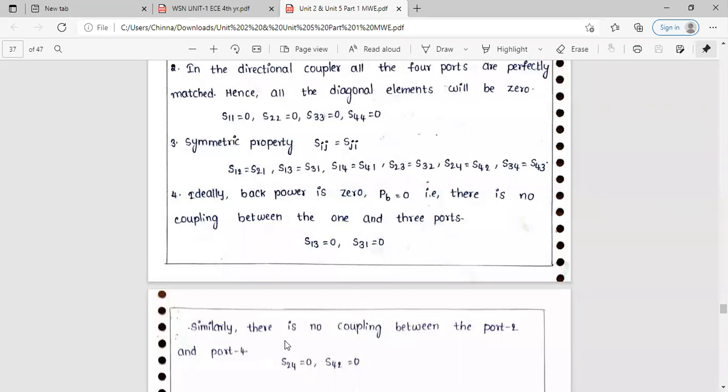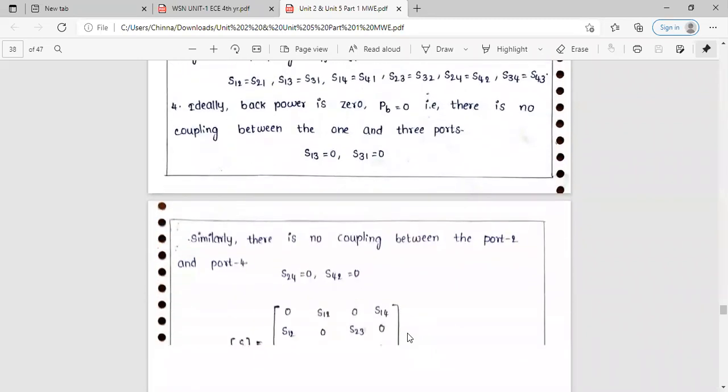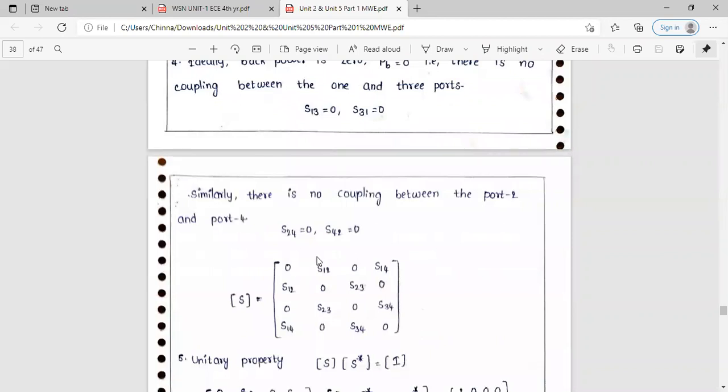Similarly, there is no coupling between 2 and 4. We already discussed this in the properties. 1 and 3 will not couple, and 2 and 4 will not couple, because if we give input at 2, the output does not come at 4, and if we give input at 1, the output does not come at 3. That is the coupling. So we can consider S24 is equal to 0, S42 is equal to 0. Finally we can obtain the S matrix as: 0, S12, 0, S14; S12, 0, S23, 0; 0, S23, 0, S34; S14, 0, S34, 0.